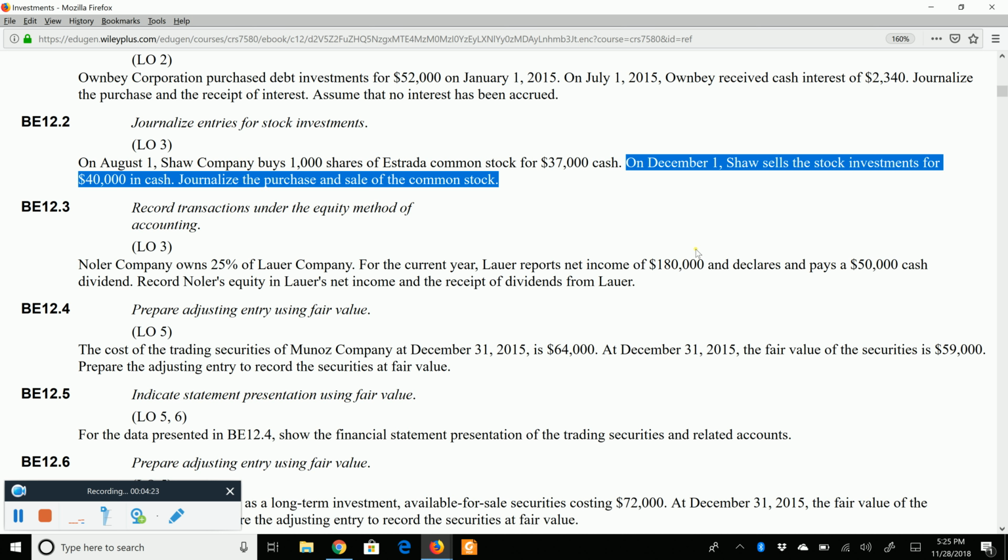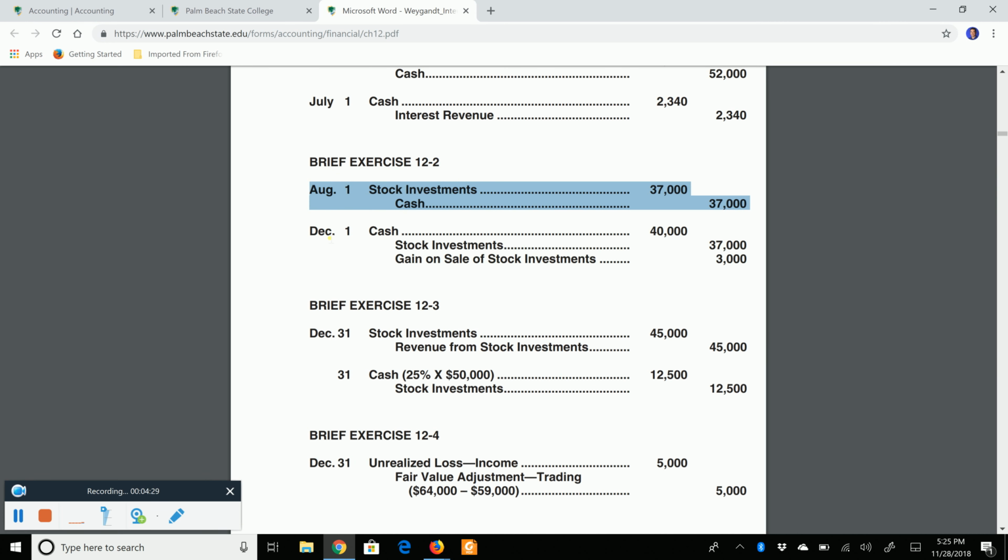Now you can see we sold it for $3,000 more than we bought it at. That is a gain. So take a look at the journal entry here. On December 1st, when we sell the stock, we will increase the cash account with a debit of $40,000, but we're only going to credit the investment for the original cost. Now here, the original cost, as we see, was $37,000. So if we bought it for $37,000 and we sold our entire position, we will credit the investment account for $37,000. The difference between the cash received and our original investment is either a gain or a loss.